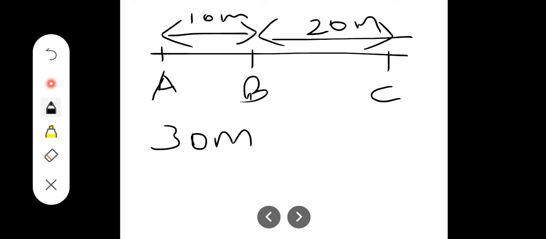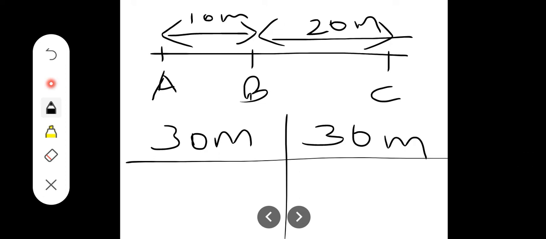Now, what is the displacement in the same case? Displacement is the change in position, right? So change in position occurs between A and C. Initial position was A and final position is C. So what is the displacement? Again here also, it is 10 plus 20, 30 meter. 30 meter only in this case.